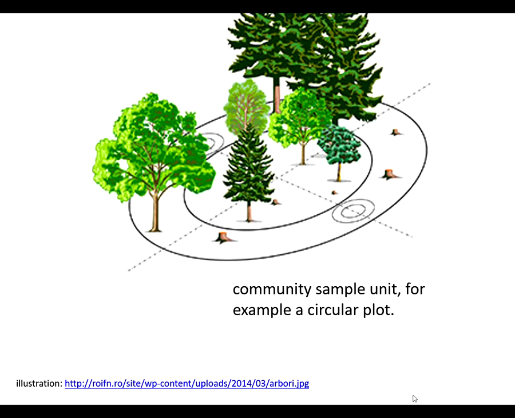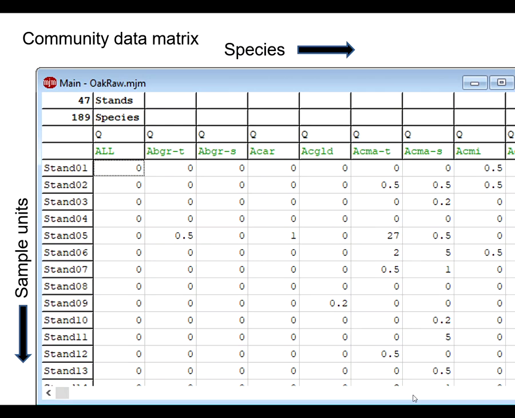When we collect ecological community data, we record species presence or abundance in sample units, for example, plots, sites, and so on. If we sample a number of sites, we record the communities in a data matrix. Sample units are rows, and species are columns, and each cell represents the abundance of a species in a sample unit.